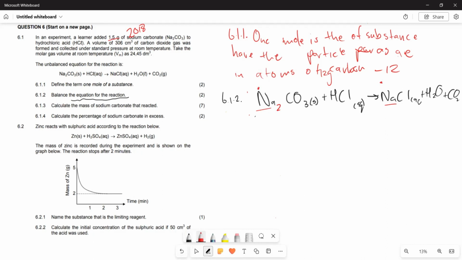Secondly, let's check our carbon. You have 1 this side, you have 1 this other side. So the carbons are equal on both the reactants and the product sides. The next thing we are going to look at is oxygen. You have 3 atoms of oxygen this side. This side, you have 2 plus this one, which means actually it is 3 this side, and also 3 this side. So this is balanced.